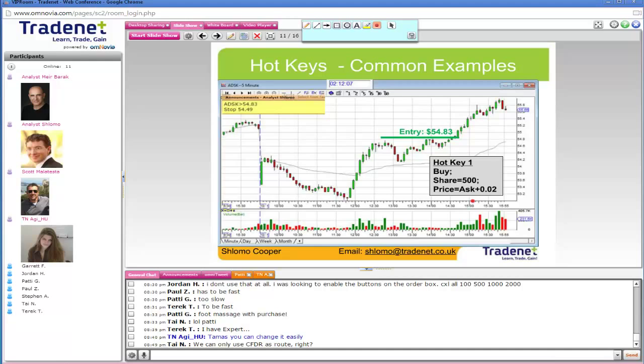So not just that I'm going to buy this share, I'm going to look who is the best seller right now, and I'm going to offer a price that is 2 cents above the best offer. That means I'm going to get an immediate execution. That means I'm going to be in this trade. I'm not going to miss this trade. All right, so we are in this trade.